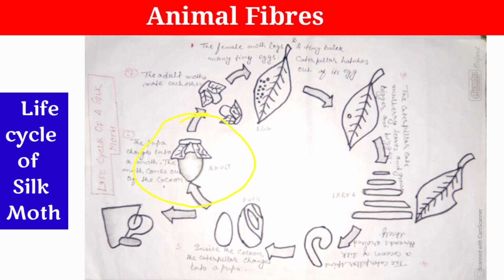Now in the sixth point, the pupa changes into a moth. The moth comes out of the cocoon. Look at this. This is the adult moth. Now in the seventh point, the adult moths mate with each other and the life cycle carries on.